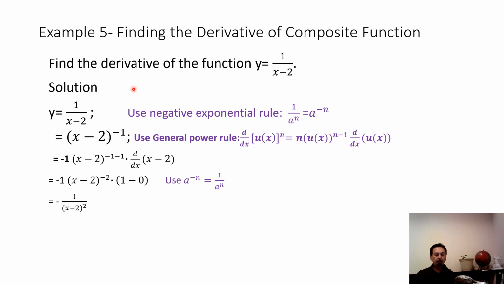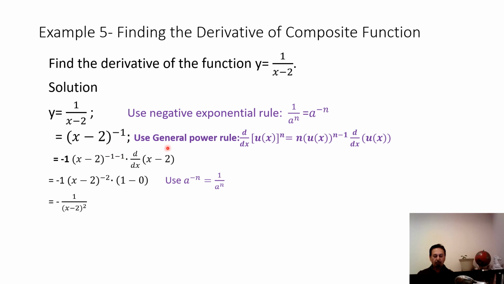Example 5, find the derivative of y equals 1 over x minus 2. So let's start with y equals 1 over x minus 2. We're going to use the chain rule. So in order to use the chain rule, we're going to rewrite this as x minus 2 to the negative 1.